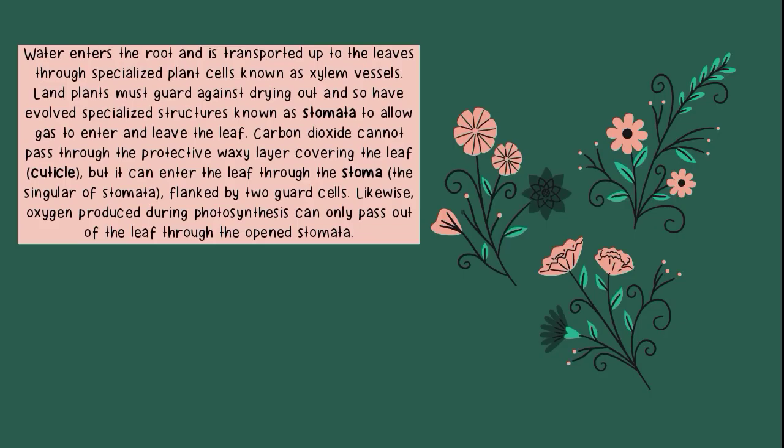Water enters the root and is transported up to the leaves through specialized plant cells known as xylem vessels. Land plants must guard against drying out and so have evolved specialized structures known as stomata to allow gas to enter the leaf.